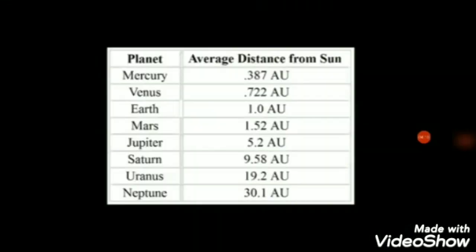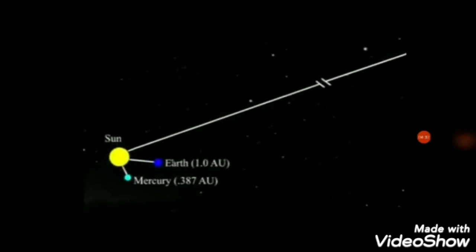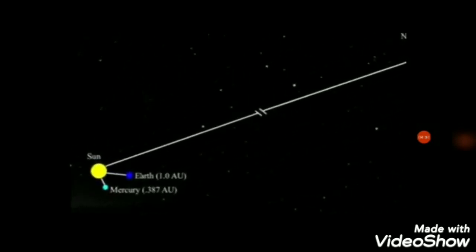This is the table showing the distance of each planet in our solar system. So Mercury is 0.31 AU, Earth is 1 AU, and Neptune is 30.1 AU. So, the astronomical unit is widely used to measure the distance between the Sun and other planets in our solar system.